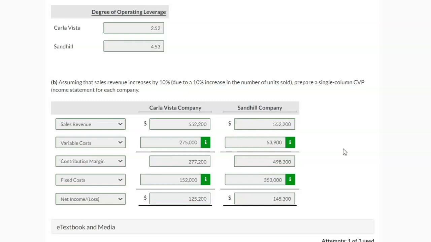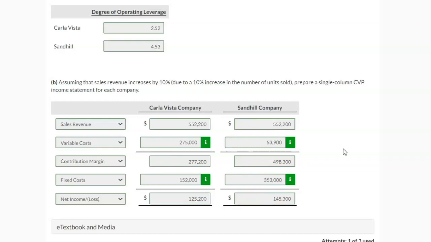So we had a 10% increase. So Carla's profit went up 25.2%, and Sandhills went up 45.3%. That, my dear friends, is what leverage is all about. They sold the same amount of units and they sold them for the same selling price. But because they have a different cost structure, they have a tremendous difference in profit.